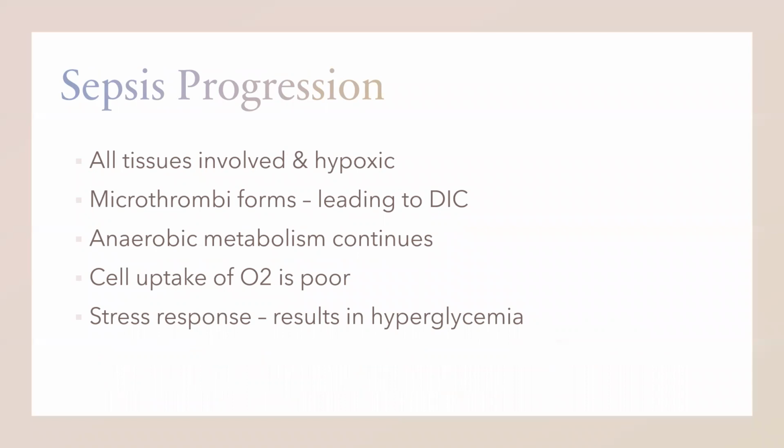All tissues are involved, they become hypoxic. The delivery of oxygen is poor. The cells cannot uptake and metabolize oxygen, and microthrombi form. So your body, initially with the inflammatory response, is going to start throwing out platelets and clotting. So it can cause insult and injury to organs. In the early stages, when a patient's in sepsis and they're having the clotting disorder, we'll put them on heparin, right? To stop the clotting, to help make sure clots don't stick and form.